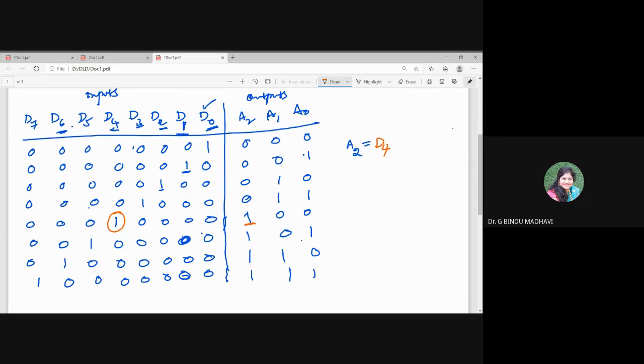Next, D5. So A2 equals D4 plus D5. Here also we are having 1, so you need to consider this input plus. Next, D6 plus. Here also we are having 1, D7. So from the table you can write.